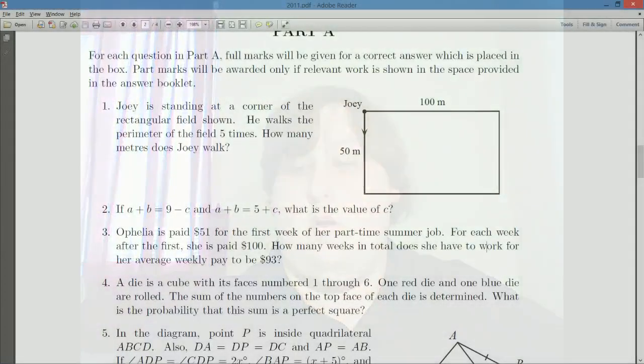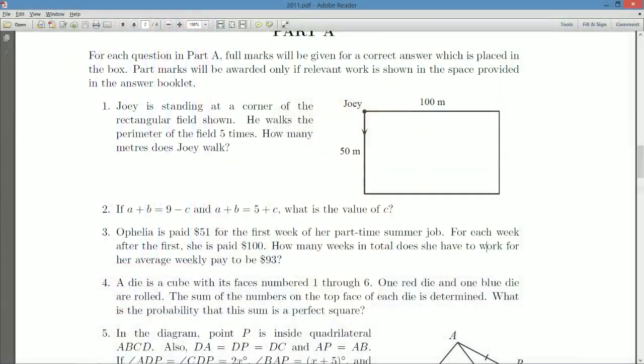So as we continue on in this video, we're going to do Part A, question number 2. We're still just going to be looking for that final answer. No justification is required to get full marks as long as you have the correct answer. So let's take a look at the question. Question number 2. If a plus b is 9 minus c, and a plus b is 5 plus c, what is the value of c?